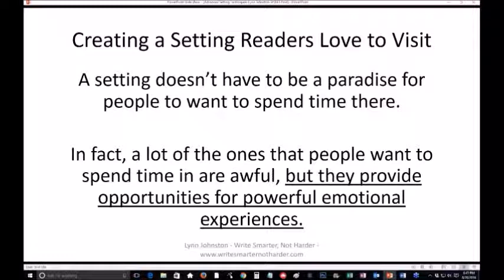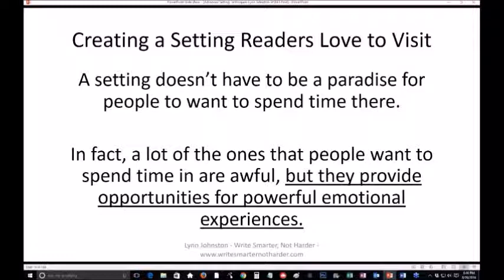So when you're creating a setting, you want to create something that readers love to visit. And you would think that that would mean it would just be an amazing place. And sometimes it is. There are fantasy worlds that readers love to visit just because there are wonders everywhere and so many amazing people working together and doing interesting things and doing cool magic. But a setting really doesn't have to be a paradise for people to want to spend time there.